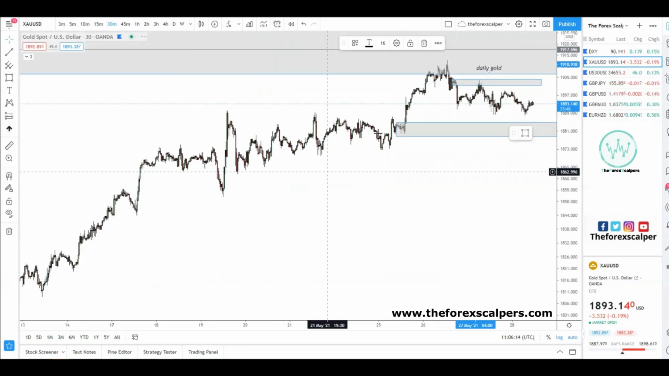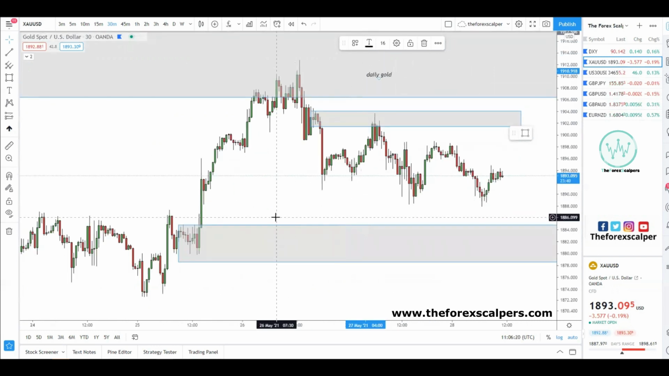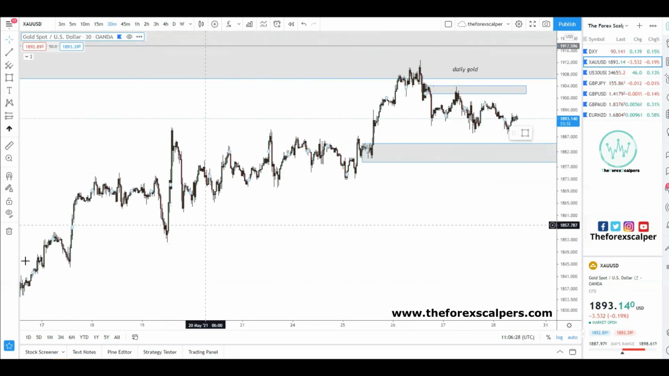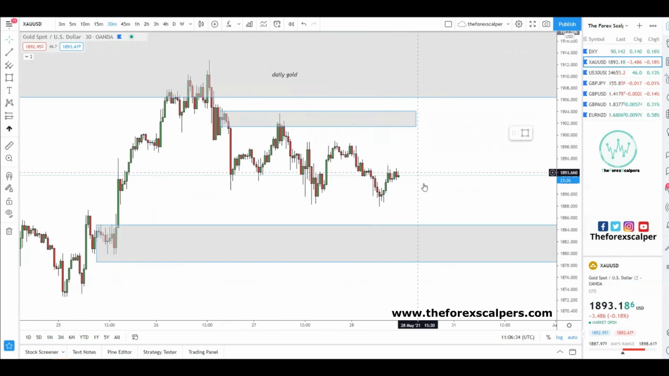This was overall a buyer's market. This is overall still a buyer's market, but this is how you can apply the larger time frames, strong levels. So you see a little change in structure coming right now. You see from bullish to bearish, but overall this direction is still bullish. And I do believe that price can push a little bit more to the downside.